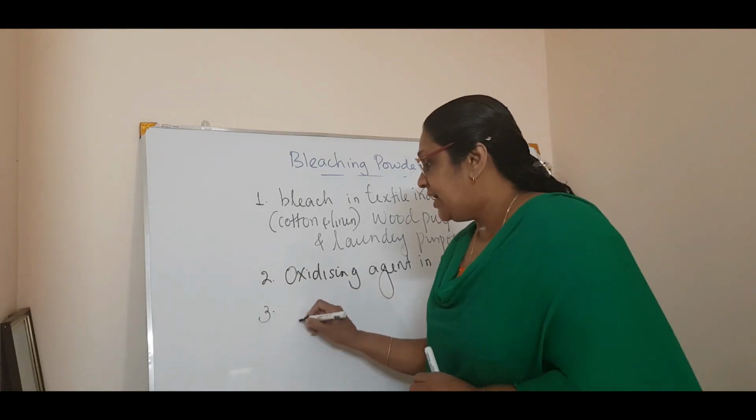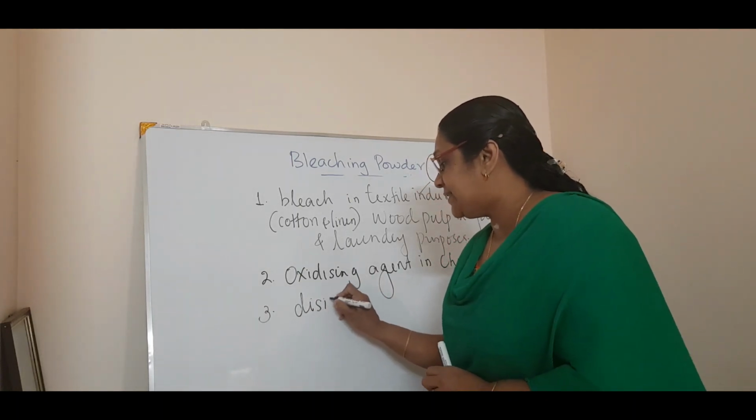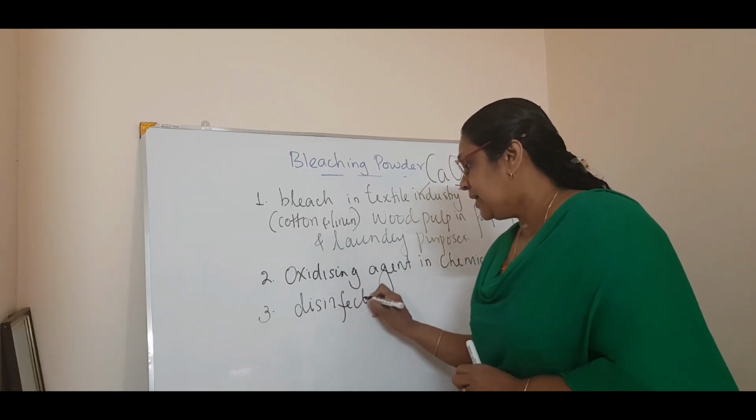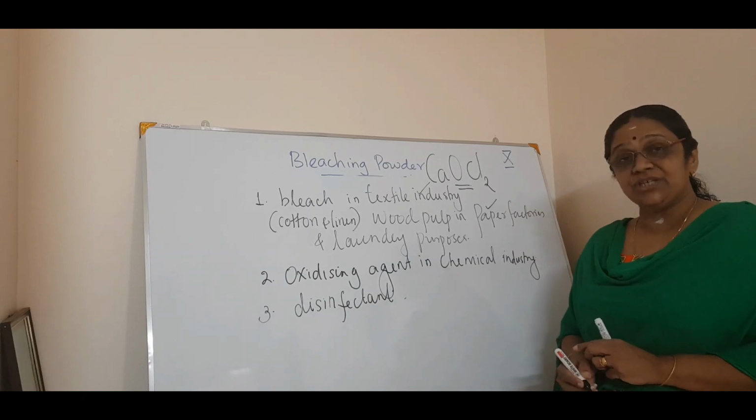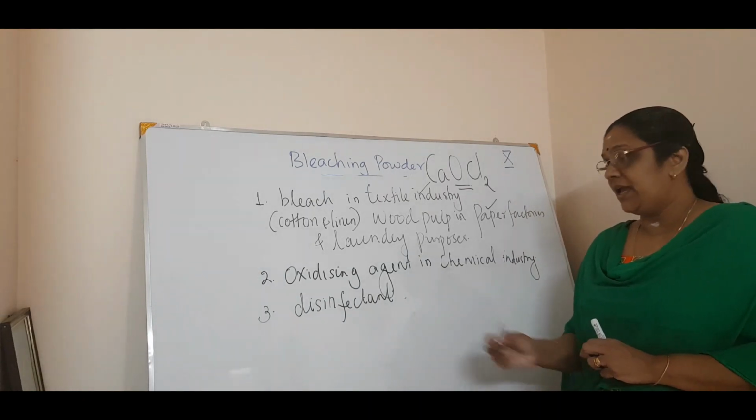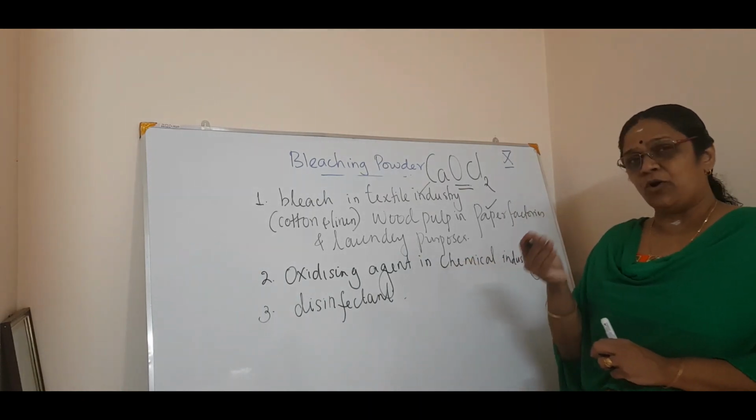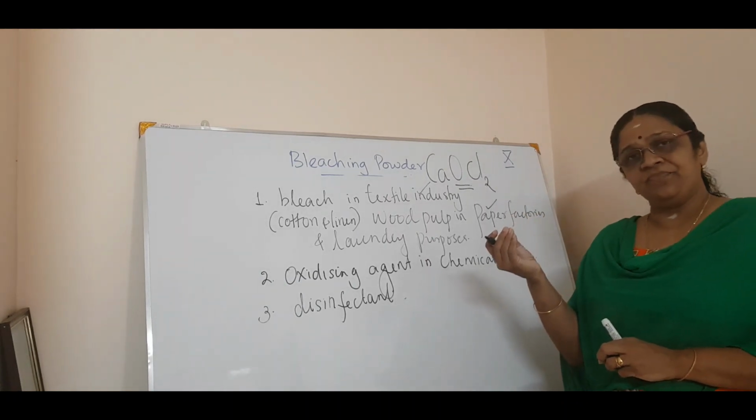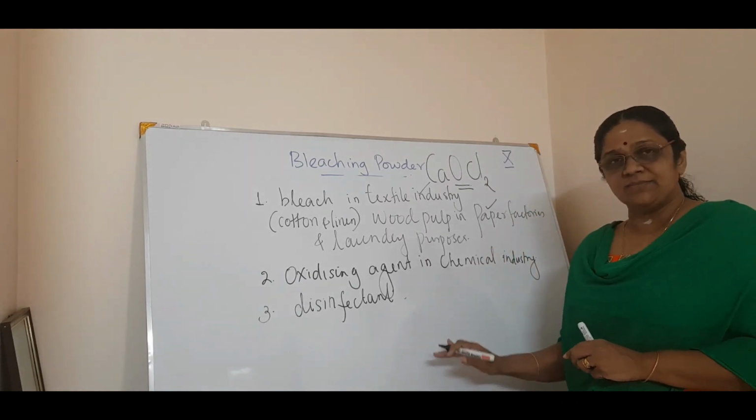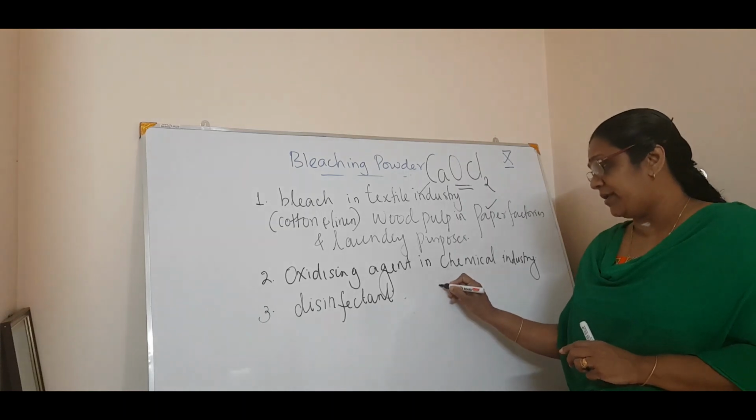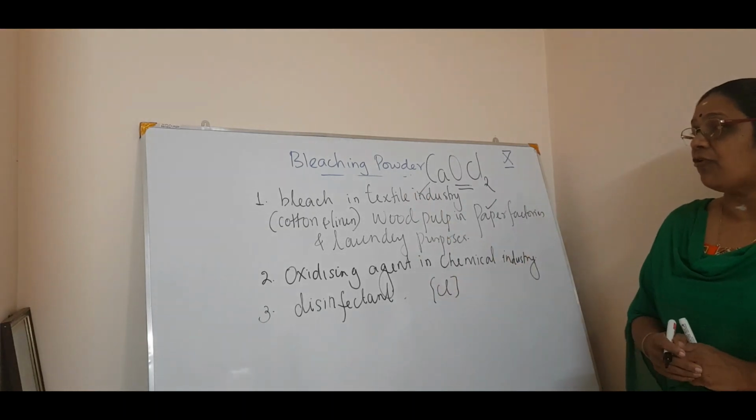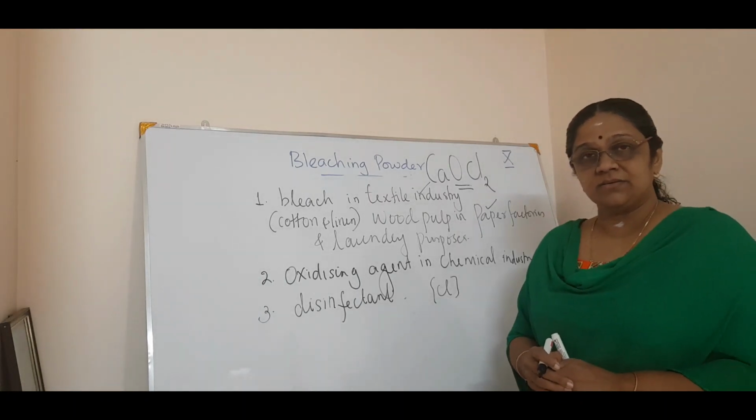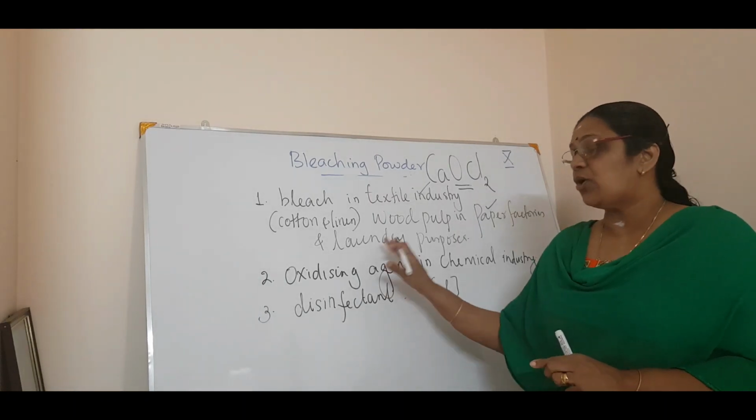And third is, it is used as a disinfectant, that is for killing germs. In water, if you add a small amount of bleaching powder, it will kill the germs because of the action of chlorine there. So these are the 3 uses of bleaching powder. Got it? So this is all about bleaching powder.